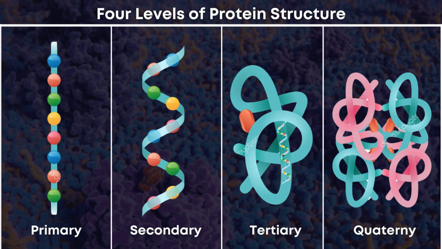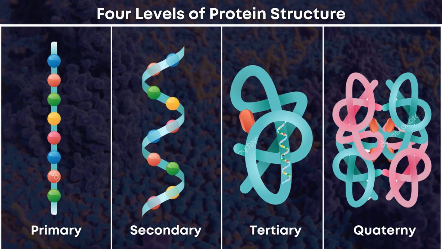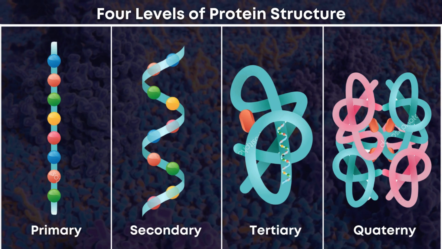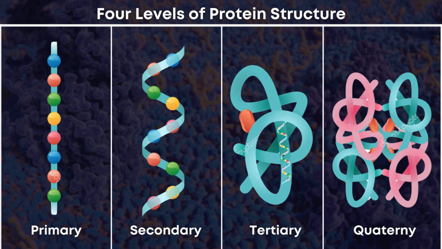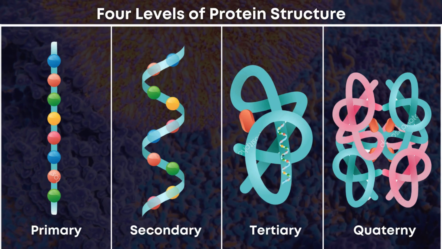But how do these amino acids come together to form functional proteins? Think of a protein like a book. The primary structure is a sequence of words. The secondary structure is how sentences form paragraphs. The tertiary structure is the entire chapter. And the quaternary structure is the whole book. Let's explore each level in detail.